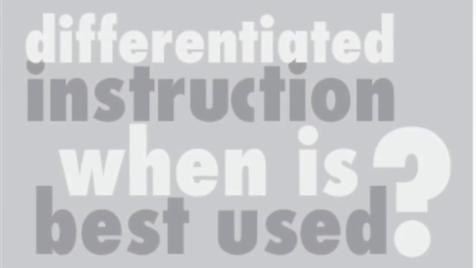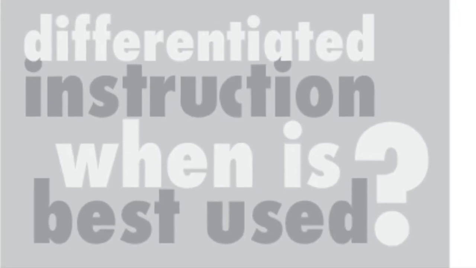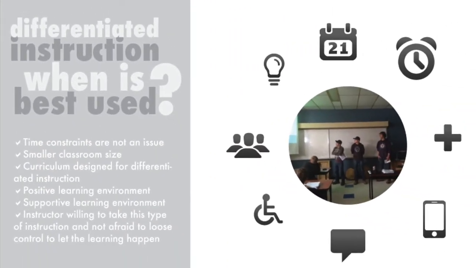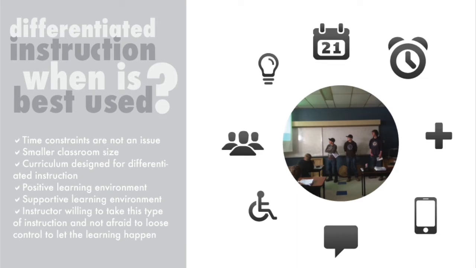Differentiated instruction, and when is it best used? Differentiated instruction is best used when time constraints are not an issue, which essentially means we're looking at smaller classroom sizes. The reason is that you need to design the curriculum to meet the needs of each individual student. Therefore, it requires a lot of front-end work from the instructor to make sure they have everything prepared for each individual.